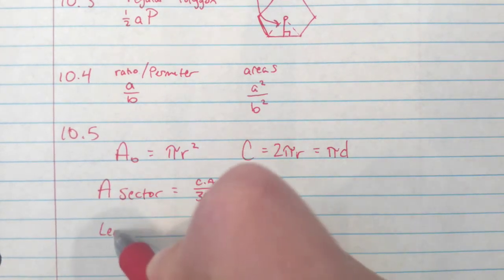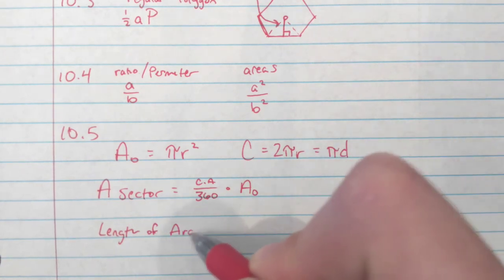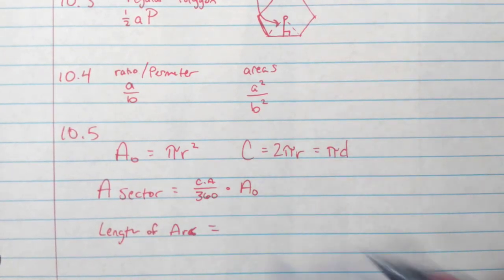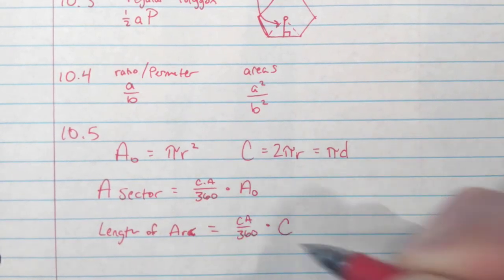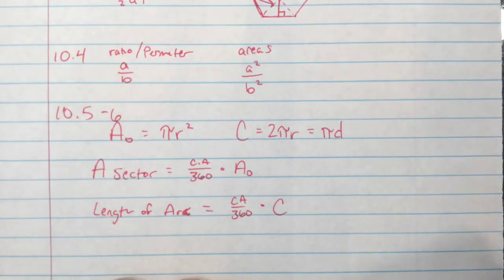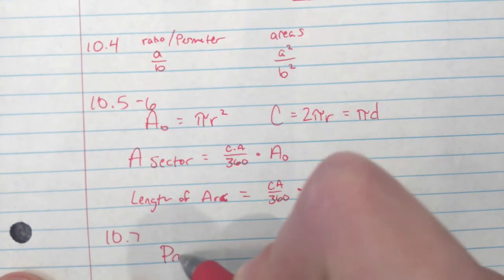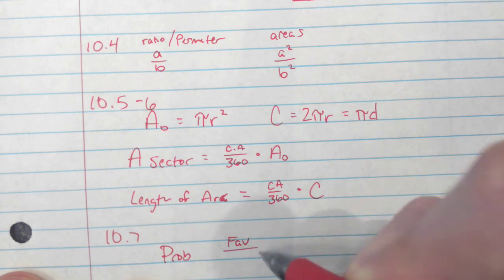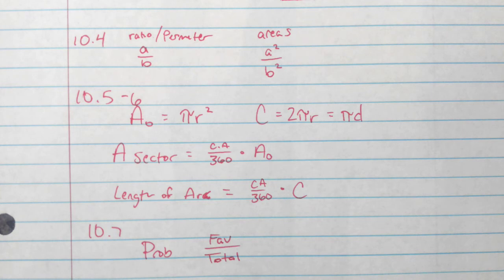The length of an arc was, again, the central angle divided by 360 times the circumference of the circle. And then that's really section 5 and 6. I kind of did them both together. And then the last one we did yesterday is probability. And that was favorable events divided by total events, or favorable area divided by total area, or whatever it is you're talking about.